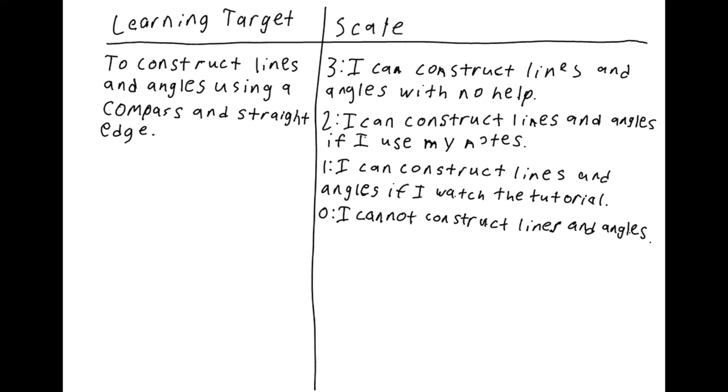That's good to know. The learning target for today is to construct lines and angles using a compass and a straight edge. The scale: you're a 3 if you can construct lines and angles with no help. 2, you can construct lines and angles if you use your notes. 1, you can construct lines and angles if you watch the tutorial. 0, you cannot construct lines and angles.